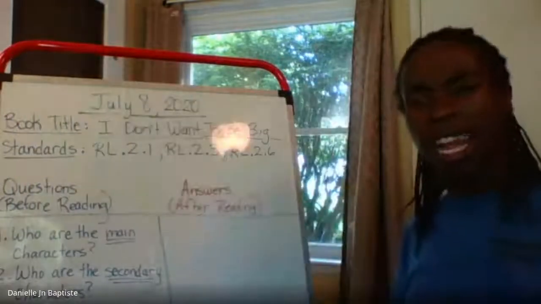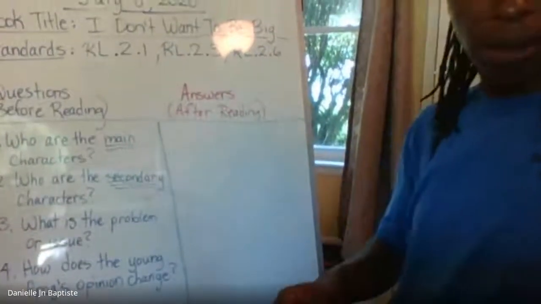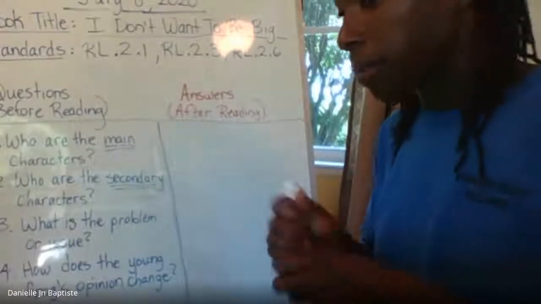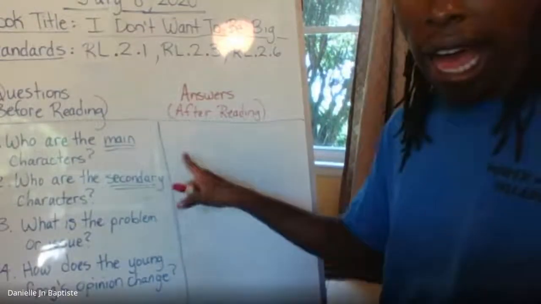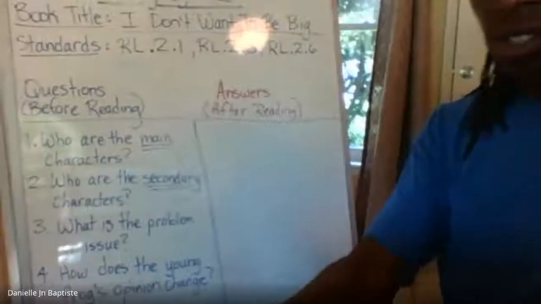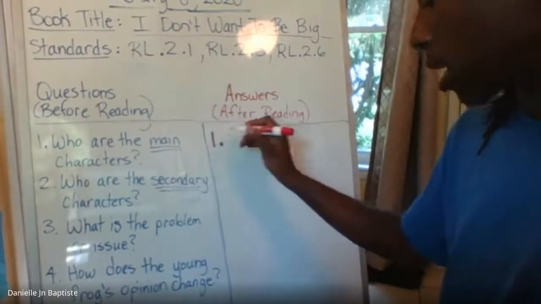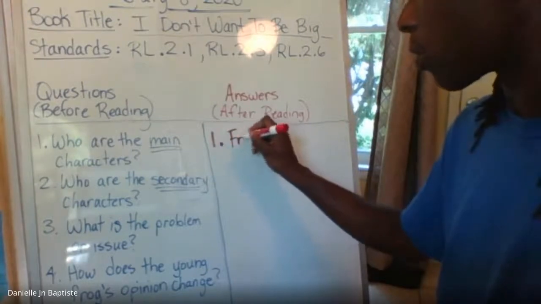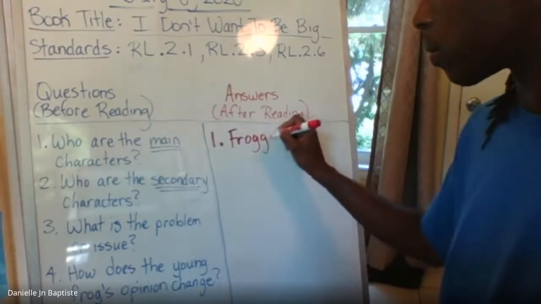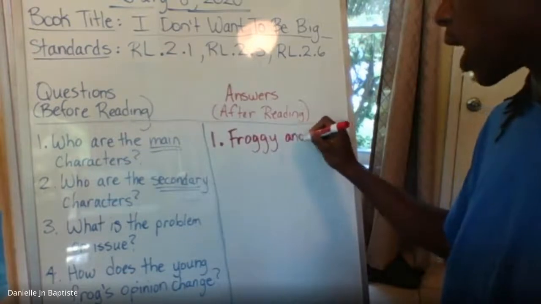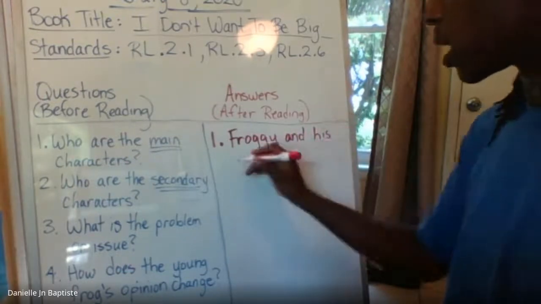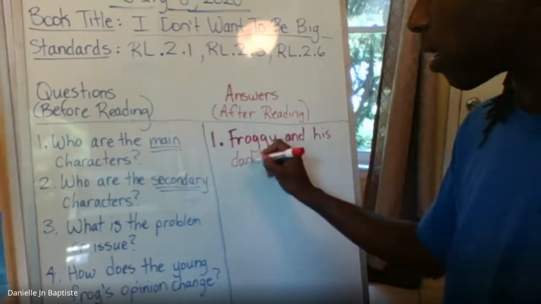And let's write that down, by the way. Forgot we could write that down. So who are the main characters? Our main characters, and I'll go ahead and adjust the computer, are Froggy. We'll call him Froggy. Froggy and his dad.